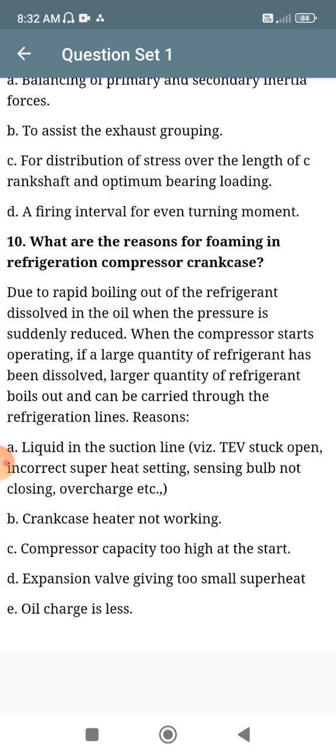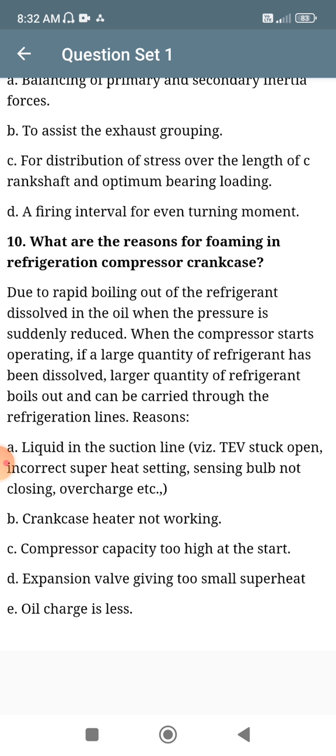Here, what it means is that a large quantity of refrigerant has been dissolved inside the oil, so this large quantity of refrigerant boils out and is carried through the refrigerant line. The main reason is liquid in the suction line, through a thermal expansion valve stuck open, incorrect superheat setting, sensing bulb not closing, or overcharge. Other reasons are the crankcase heater not working, compressor capacity too high at starting, expansion valve giving too small a superheat, and oil charge being low.